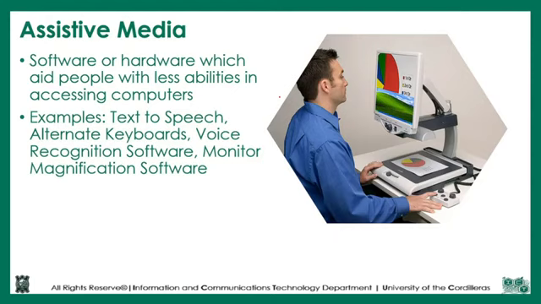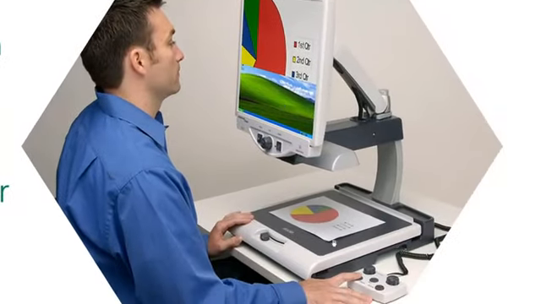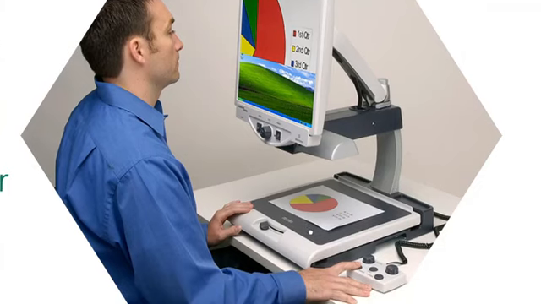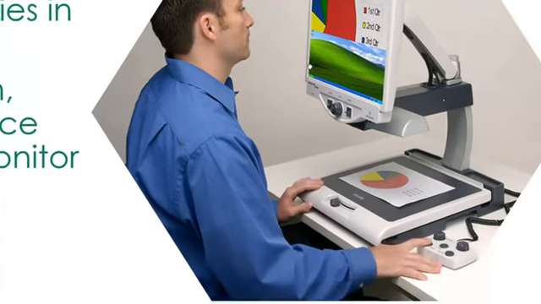Assistive media here is software or hardware which aids people with less abilities in accessing computers. So examples: text-to-speech, alternate keyboards, voice recognition, monitor magnification, and so on. So some examples are here. This is an image magnification or image recognition. As you can see here, there's a picture at the bottom of this device, and this tool is to zoom in so that the person can see the picture much more clearly.